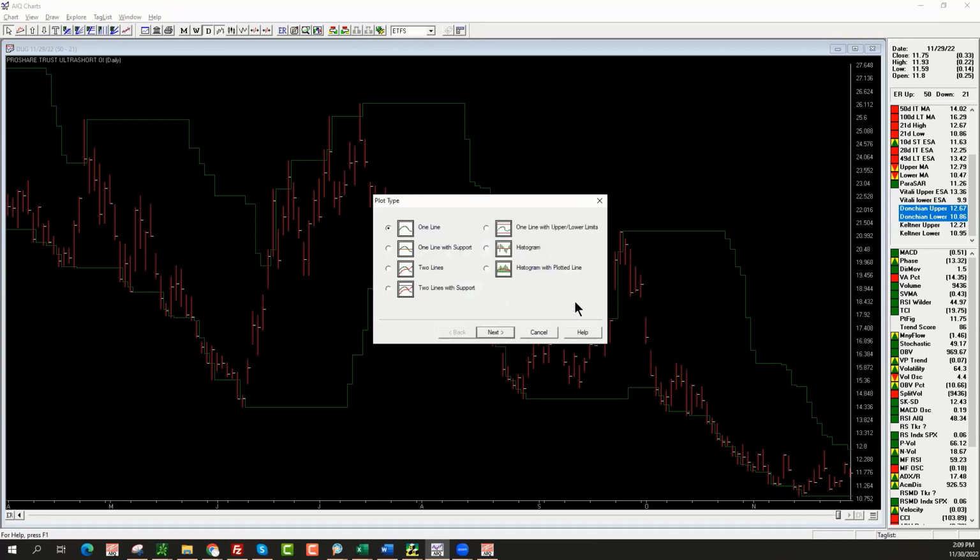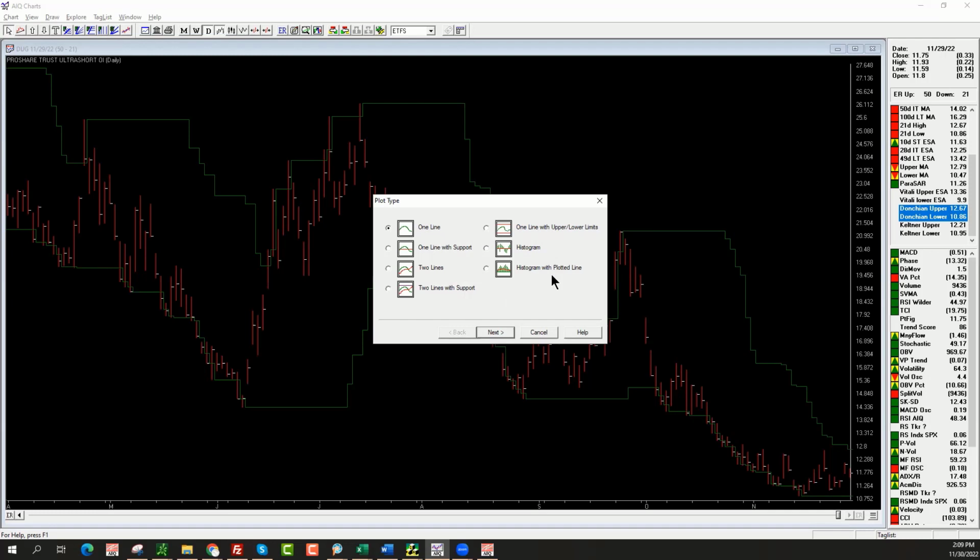What this does is it primes the charting area to look within the code of that file for definitions that we can then apply to the pricing chart. So in this case, what do we do? Well, we've got one line. We have one line with support, 2 lines, 2 lines with support, 1 line with upper and lower limits, histogram, or histogram with plotted line. Now, when we're doing bands like this, we do one band at a time, because then you have both bands available there. So you can switch one off or switch the other one off.